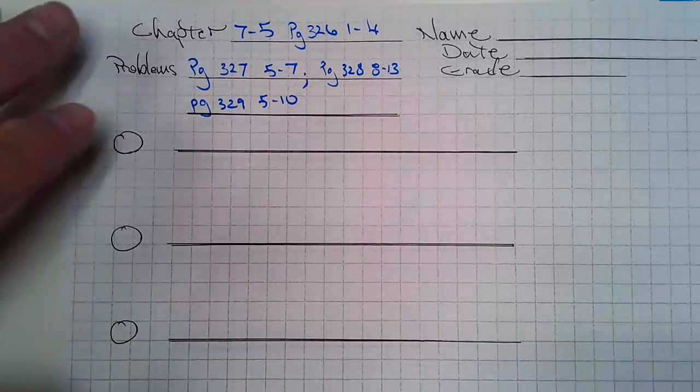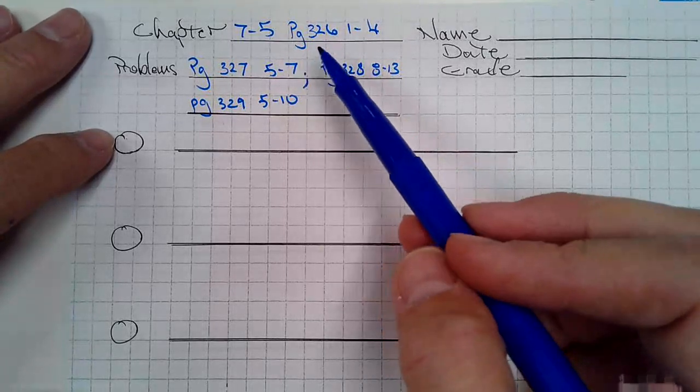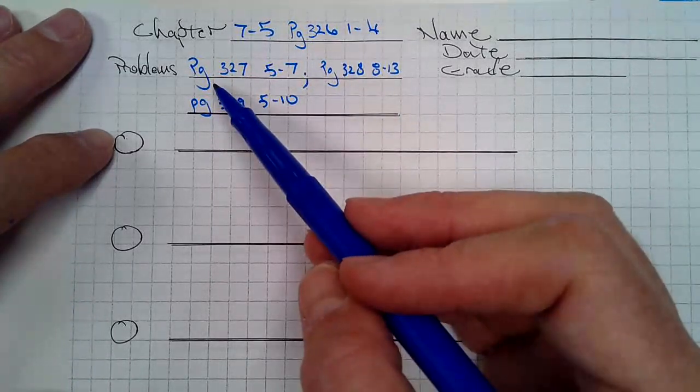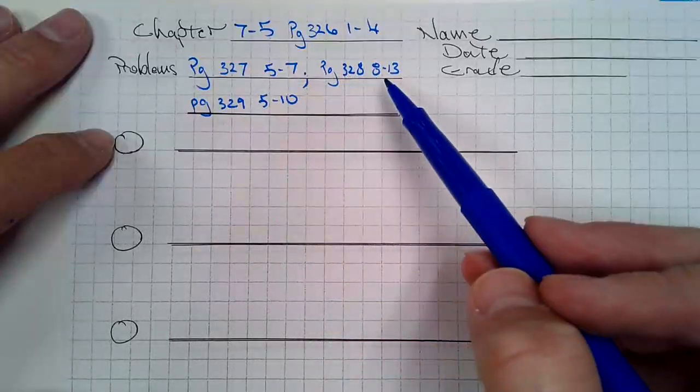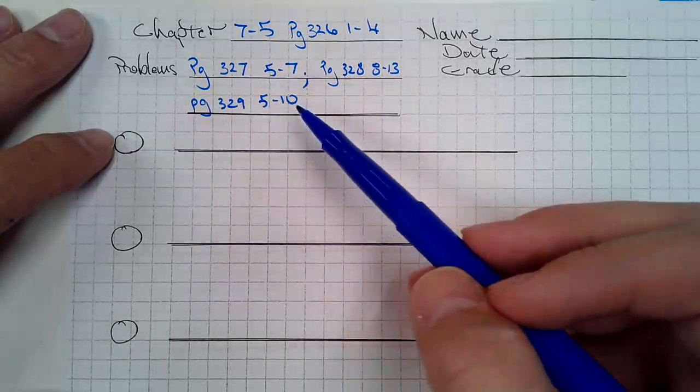Okay, so here's what I want you guys to do. It's chapter 7, section 5, page 326, 1 through 4. And I'll do some of these with you guys. 327, 5 through 7, 328, 8 through 13, and 329, 5 through 10.